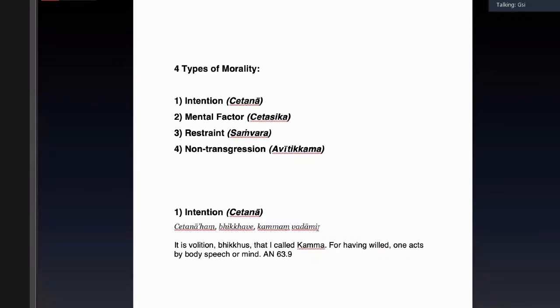Now here there are four types of morality. The first class is morality as intention. Then morality as a mental factor. Number three, morality as restraint, and morality as non-transgression. A lot of times we hear morality as cetana. Sometimes we do not connect how morality is a mental factor. Restraint we hear a lot. Non-transgression also you hear a lot, but you may not know how to connect with it. So tonight we'll talk a little bit on morality as intention first.